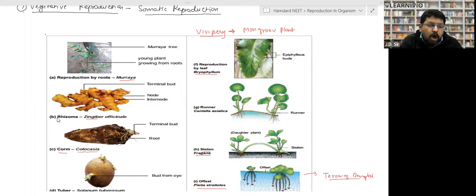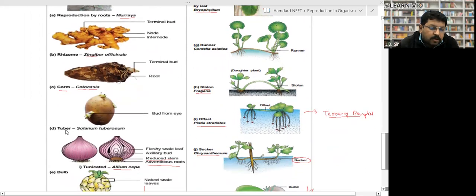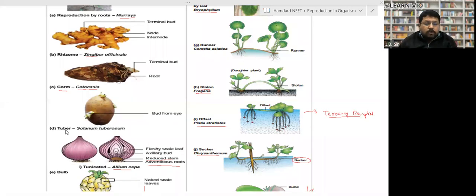Second example, corm. Corm, you must have seen this plant, colocasia. It is used as a vegetable. Next example, tuber. Potato is produced from the tuber. So what we eat, that is a tuber. It is an underground stem. It is cut down in many parts and it helps in vegetative reproduction.